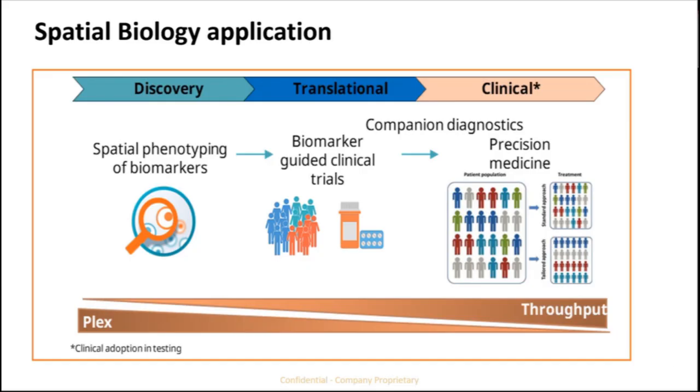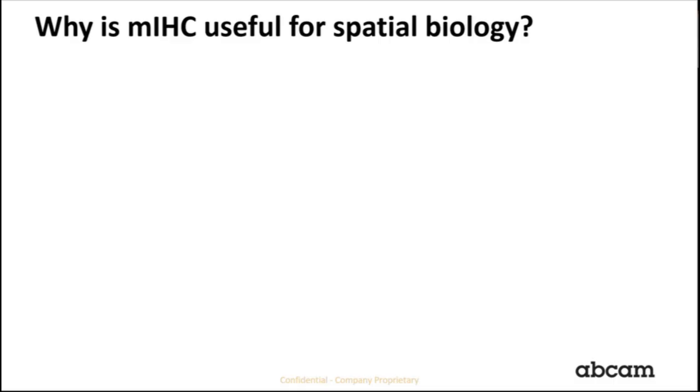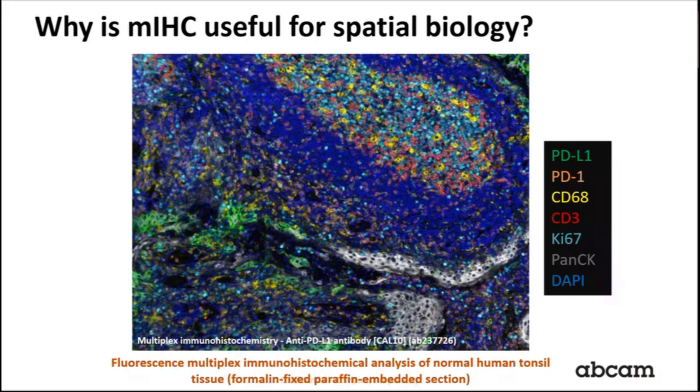To look at multiple markers, multiplex IHC is commonly used in spatial biology. This is because it allows for simultaneous detection of numerous biomarkers within a single tissue section, preserving the spatial context, architecture, and specifically the intercellular interaction. So for example, this image is 7-plex staining. You can see that the immune cells, which are the macrophages, are denoted by this yellow color, the CD68.